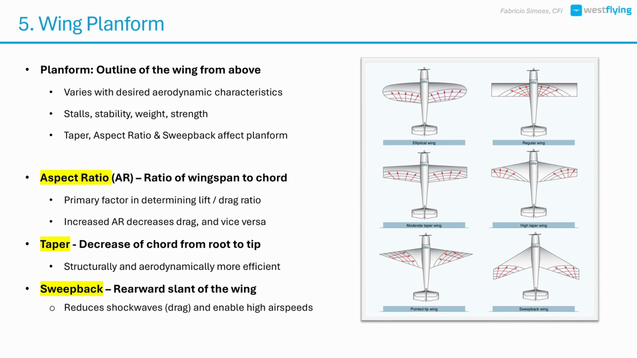We usually see regular rectangular wings in training aircraft because it tends to stall from the root to the tip, giving better notice and making it more controllable since the ailerons stall later.